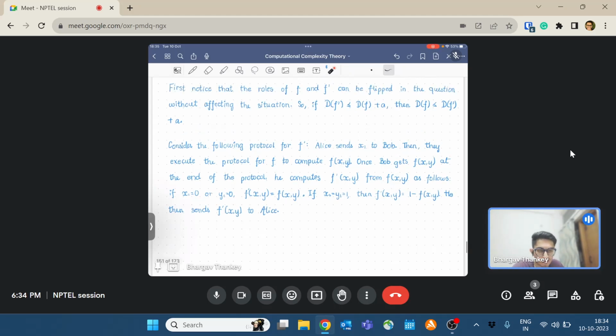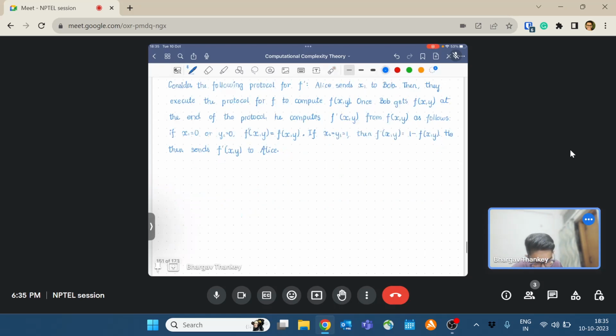So there is no way for us to get away with just sending one extra bit of information. We tried that over here, but at the end we still had to force Bob to send f prime of x comma y to Alice. So we need at least 2 extra bits of communication.